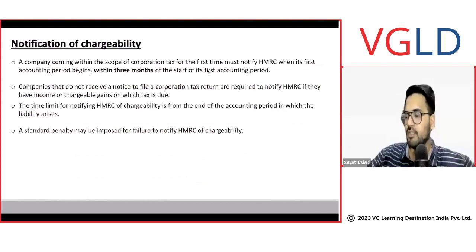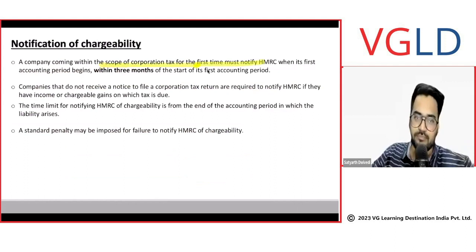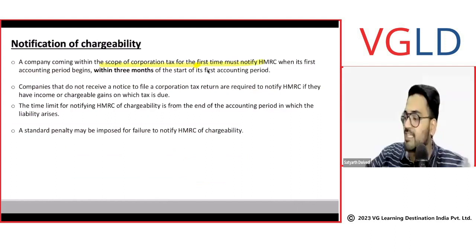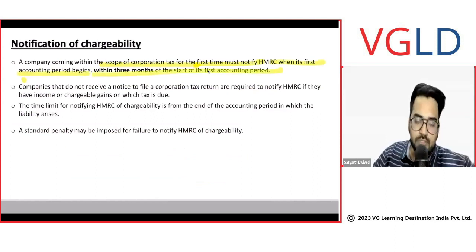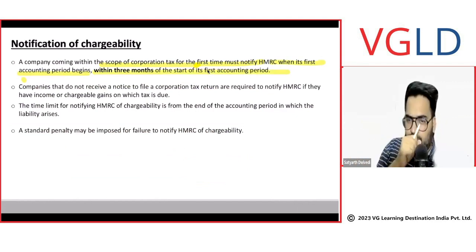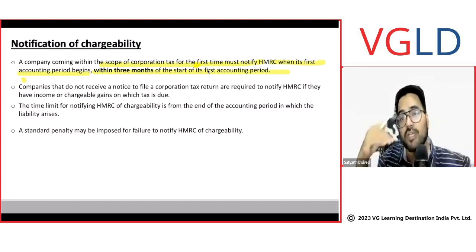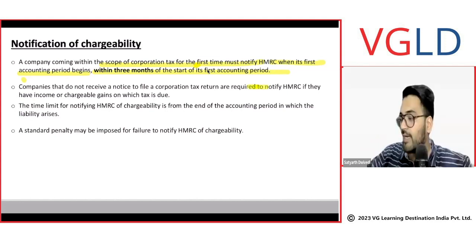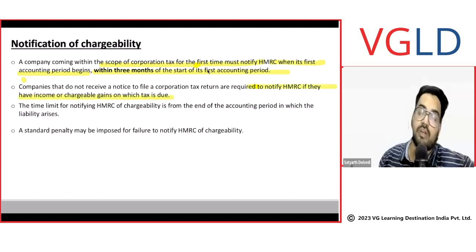Now, a company coming within the scope of corporation tax for the first time. The first time you come in the scope of corporation tax, you have to notify HMRC when its first accounting period begins, within 3 months of the start of your accounting period. Generally you will receive a notice also. But if you do not receive a notice, then you are required to notify HMRC if you have income or chargeable gains on which any tax is due.